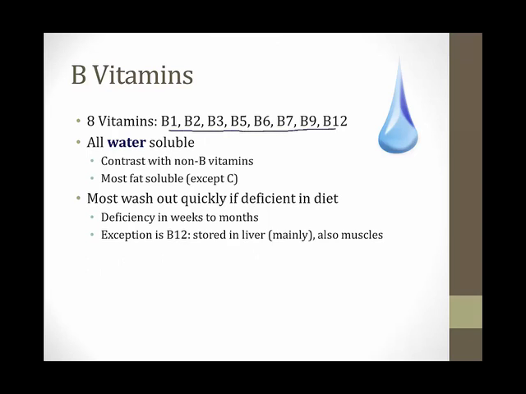The reason they are called B vitamins is because many years ago people thought there were only 2 vitamins. They named the one fat-soluble vitamin, vitamin A, and they named the water-soluble vitamin, vitamin B. Of course, now we know there are many more water-soluble vitamins, so they are named B1 through B12 depending on what they do. But still, all the B vitamins are water-soluble, and this makes them different from the non-B vitamins. Most of those are fat-soluble, with the one exception being vitamin C.